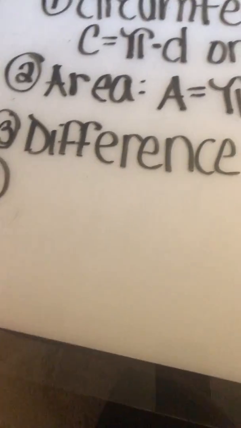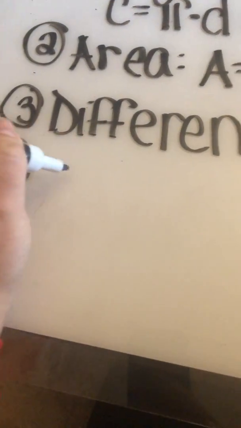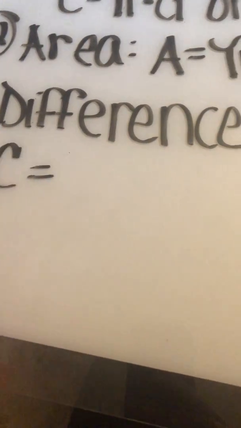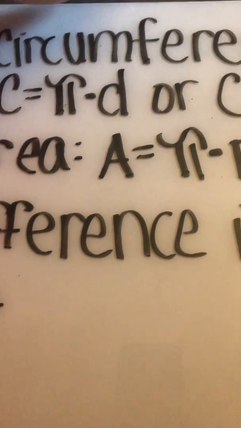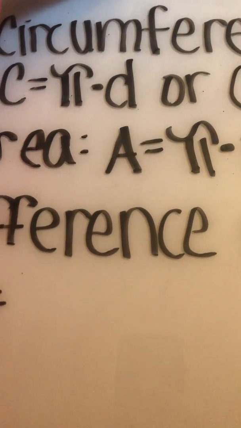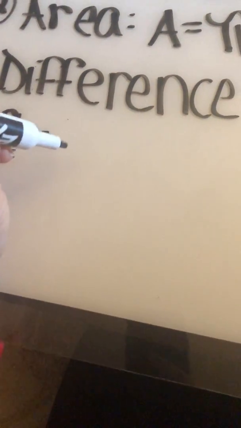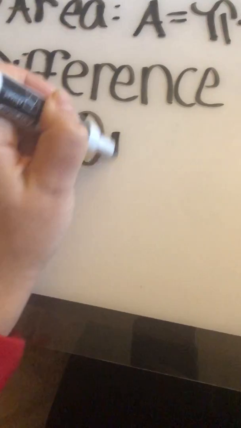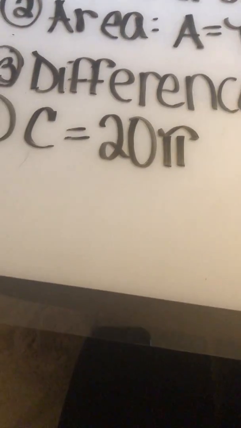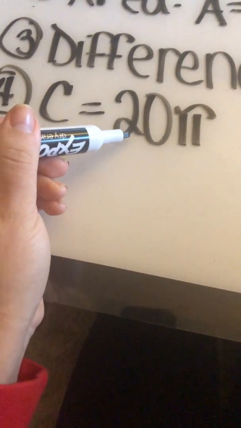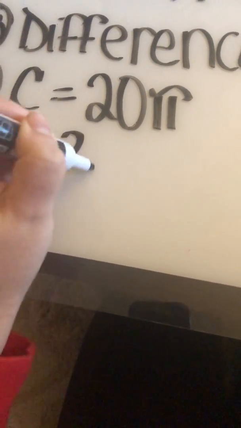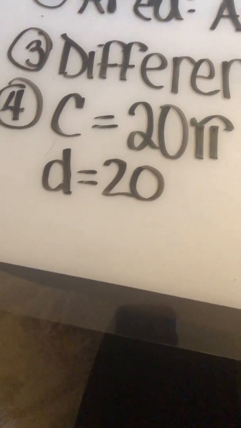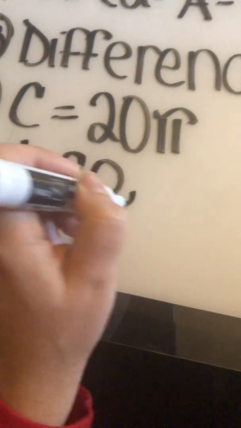Question 4, they give you a circumference in terms of pi and they ask you for the area. So what does that look like? That is circumference equals, let's say 20 pi. Okay, if this is our circumference in terms of pi, then we should know at this point that 20 is my diameter. If 20 is my diameter, then at this point you should also know that your radius is 10.